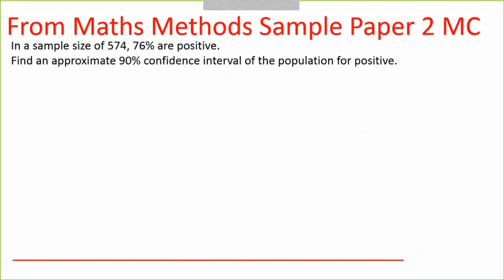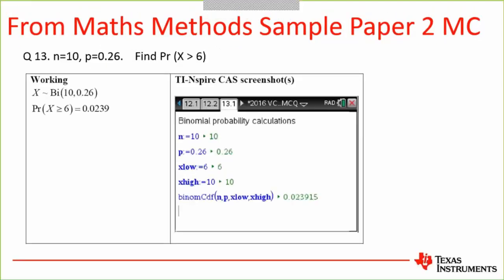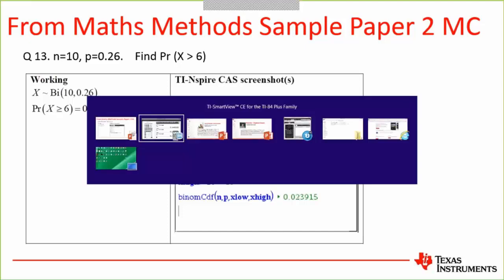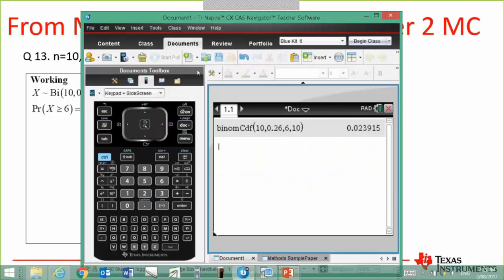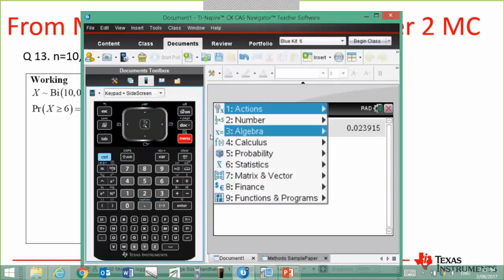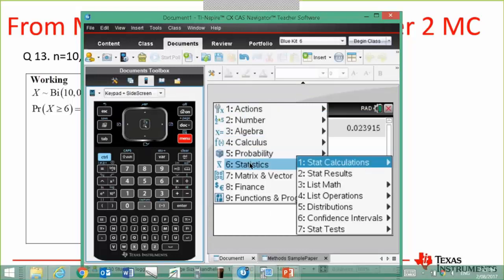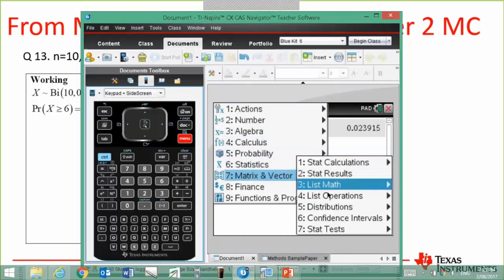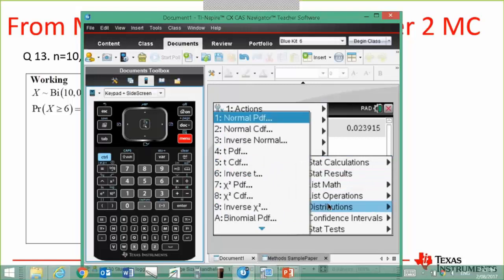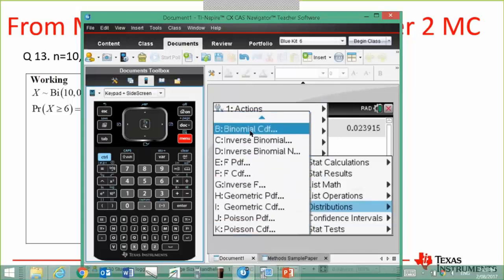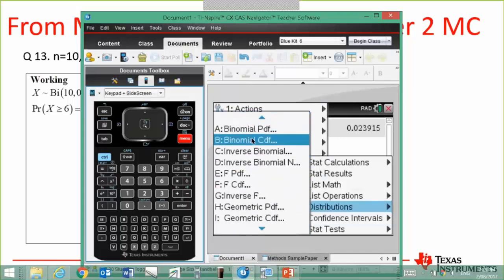And I'm just going to quickly show you how you can do the same without a notes page. That's the command here. Here's one I prepared earlier. To access this menu, statistics, distributions, you see binomial PDF is A on our list here. You see the arrow, there's more below that. Binomial CDF, cumulative distribution function.